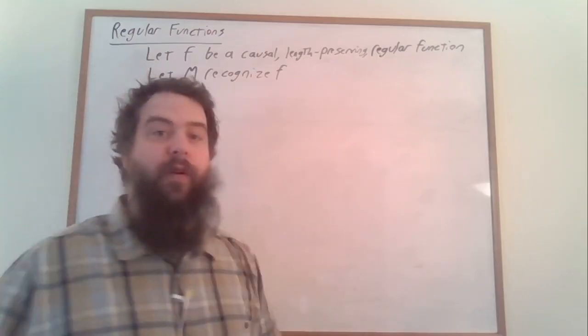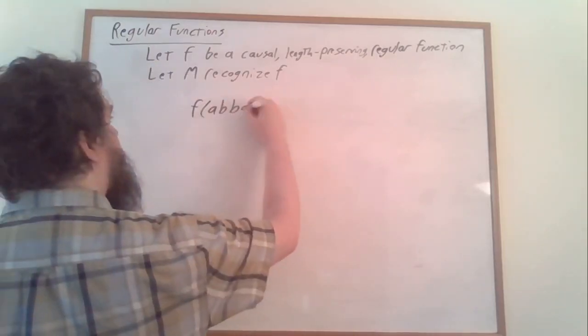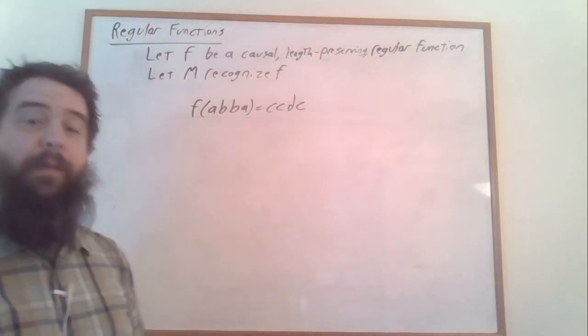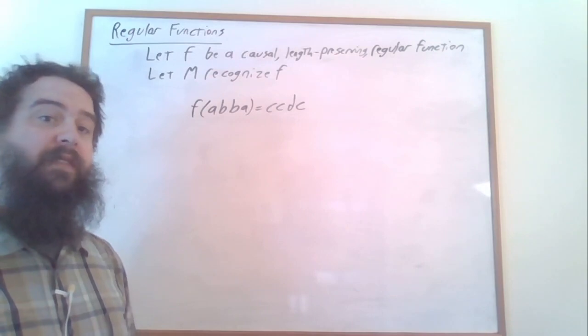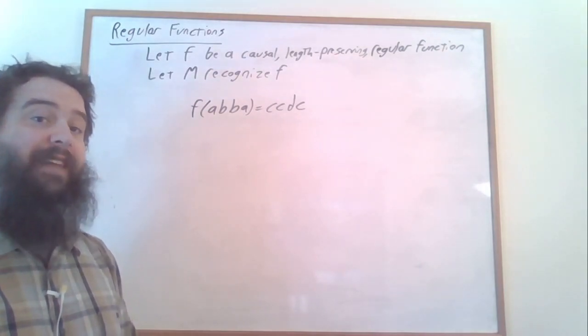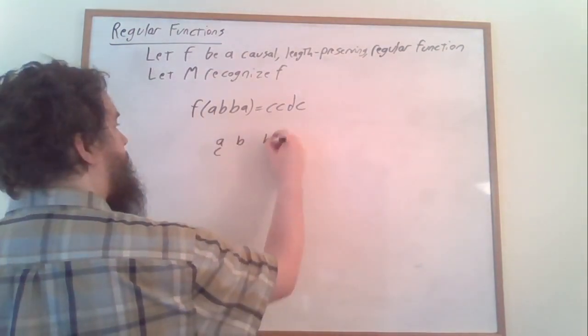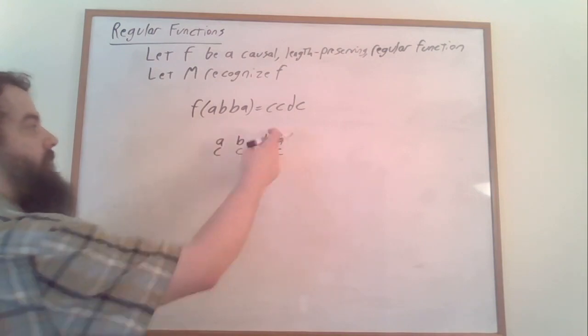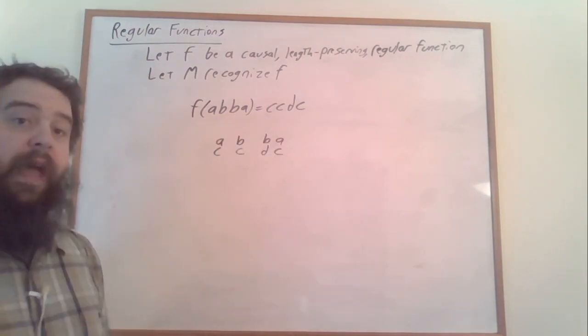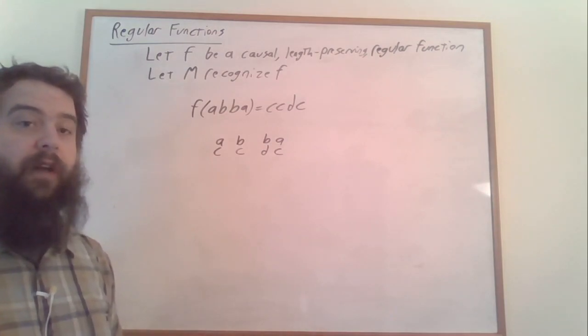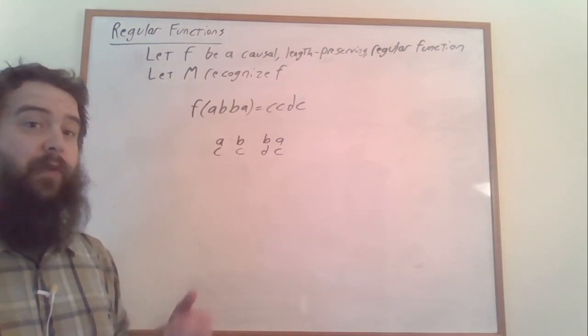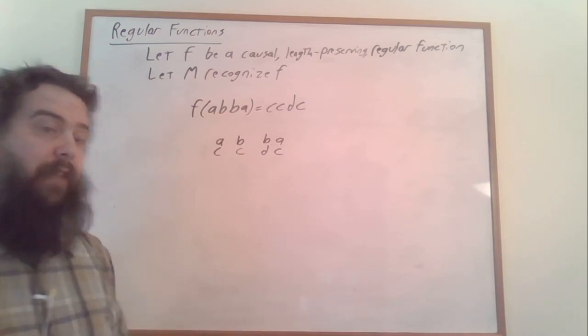So let's say for a moment that f of ABBA is equal to CCDC. This means that our finite state automaton accepts the input AC, BC, BD, AC. And when we feed these four characters in as input to our automaton, we wind up in some sort of accepting state.